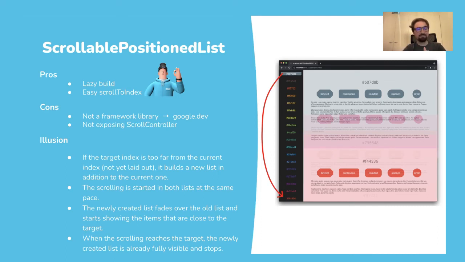So what is this illusion? If the target is out of the viewport's cache area, a new secondary list is created on top of the current one. And the scrolling is started synchronously in both lists. As the offset gets closer to the target section, the newly created list fades over the old list and becomes fully visible. So the illusion is like this. It starts both scrolls with the same speed synchronously. The first one, the primary list, fades out, and the new list that we created fades in and then becomes fully visible.